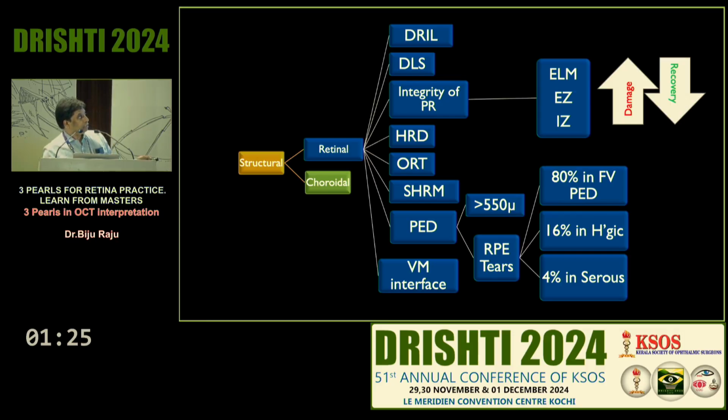And the structural changes could be retinal or choroidal, and these are a few of the retinal biomarkers. We can see the DRIL, which has a poor prognosis, the double layer sign, which can say that there will be more exudation, but they can respond well, and integrity of the photoreceptors based on the external limiting membrane, ellipsoid, and the interdigitating zone. So the damage occurs in this direction, and when they start recovering, the ELM comes first, then the ellipsoid and the interdigitating zone. When you have PEDs more than 550 microns, you have to be careful, and especially if it is a fibrovascular PED, then there's a high risk for retinal pigment epithelial tears, which can lead to poor vision.